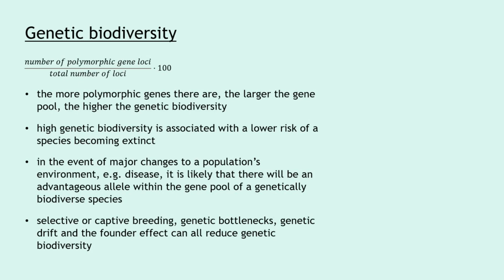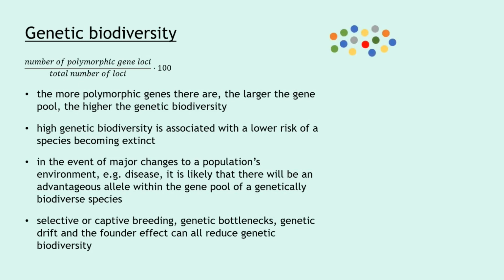All the other individuals that had different alleles will have died. Captive breeding is something that we will look at later in this video. It is a method of conserving an endangered species in a zoo, for example. And then we have genetic bottlenecks, genetic drift, and the founder effect. So let me illustrate these using a diagram.